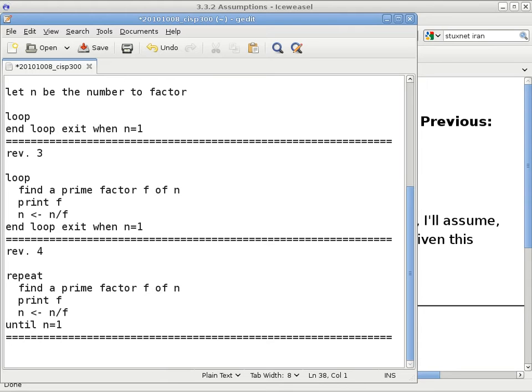In other words, this is a divide and conquer type of approach. I break a big problem into smaller problems, but each smaller problem is smaller. Okay? It does not have the same scope as the original bigger problem. Are there any questions so far? No questions? Okay, so let's focus on how do we find a prime factor f of n.